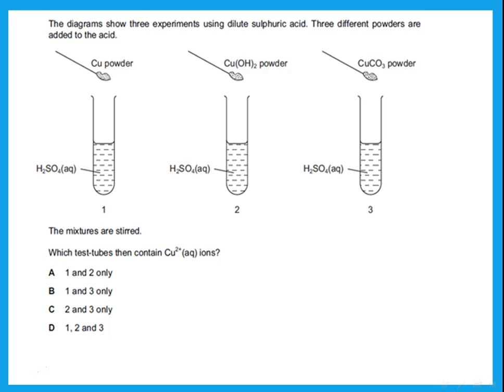But in test tube 2, you have copper hydroxide and sulfuric acid. That's a base with an acid. Yes, you're going to end up with a salt, copper sulfate actually. In the third test tube, you're reacting carbonate with sulfuric acid. So carbonate with acid will react. So you will have reactions. So you will have copper ions only in test tube 2 and 3.